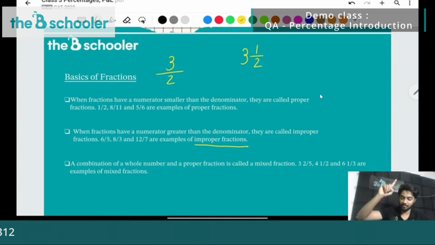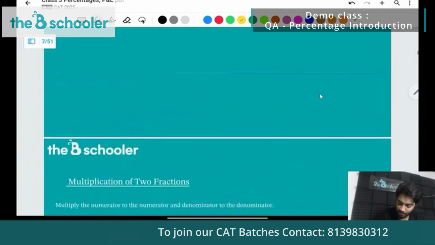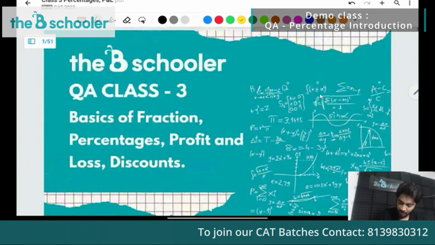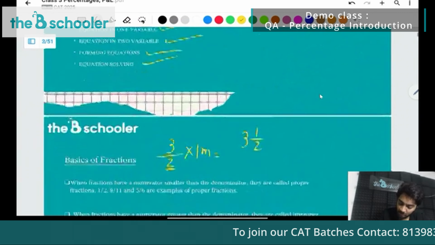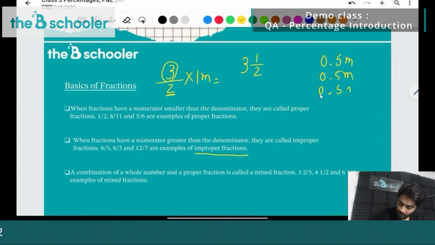So same example, 3 by 2 of a 1 meter rod. First thing you should do is, the moment there is 2, you divide by this denominator. That is 1 meter, you will be dividing it into two equal parts. When you divide 1 meter into 2 equal parts you get 0.5 meter. Here it says pick three such items, so 0.5 meter, 0.5 meter, 0.5 meter, picking three of them you get 1.5 meter. Clear? That is a mixed fraction, that is of improper fractions.